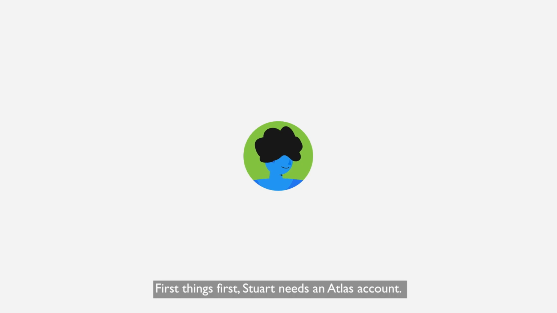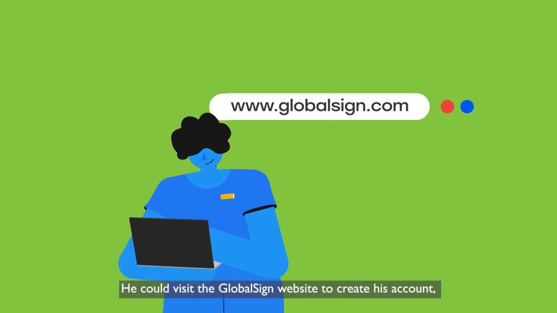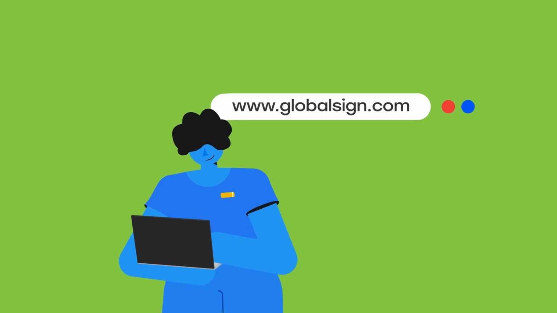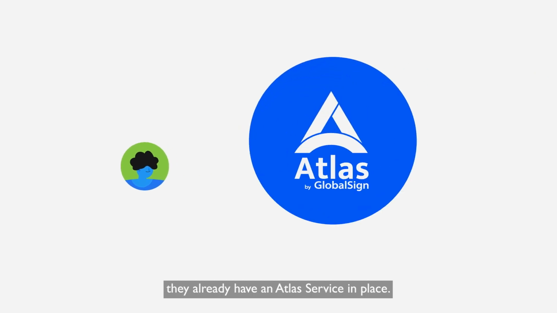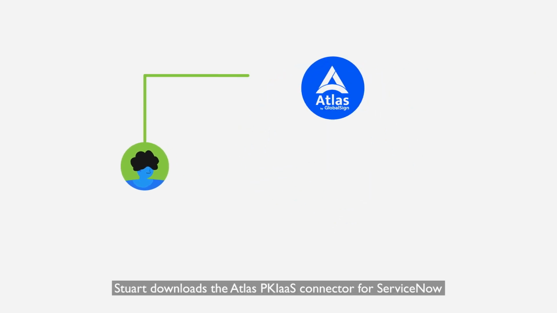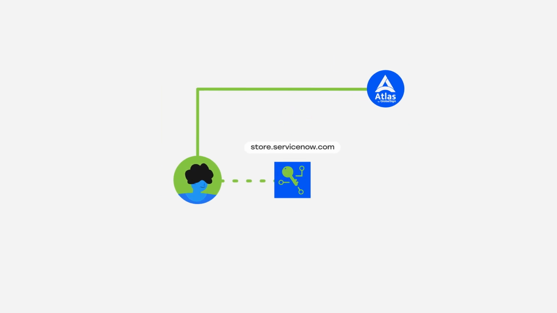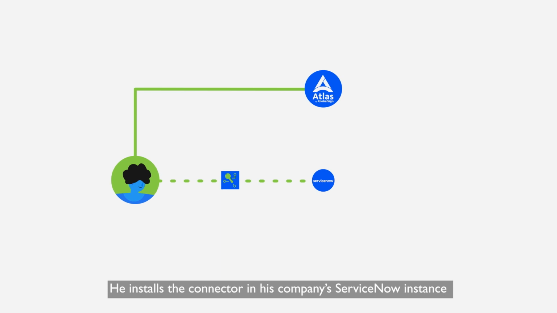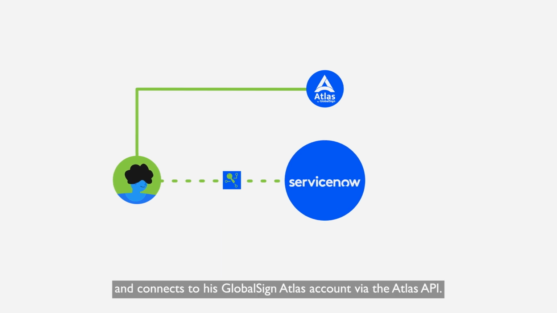First things first, Stuart needs an Atlas account. He could visit the GlobalSign website to create his account, but Stuart doesn't need to. His company are an existing GlobalSign customer. They already have an Atlas service in place. Stuart downloads the Atlas PKIaaS connector for ServiceNow. He installs the connector in his company's ServiceNow instance and connects to his GlobalSign Atlas account via the Atlas API.